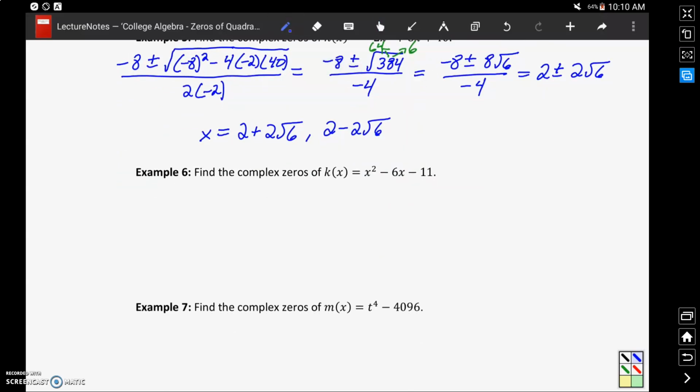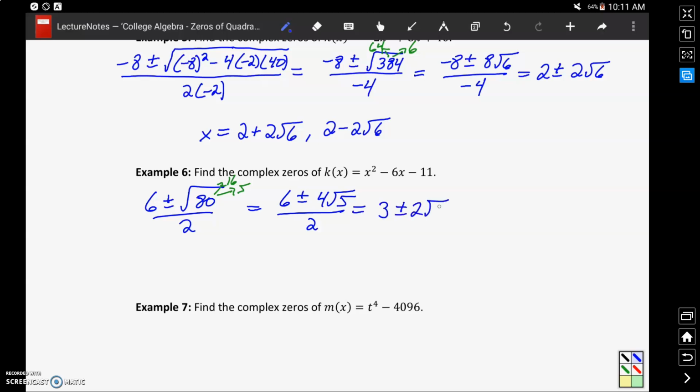In example 6, again, we start off with the same approach. We'll end up with 6 plus or minus the square root of 80 all over 2. 80 we can break into 16 times 5, meaning we'll be able to rewrite this as 6 plus or minus 4 times the square root of 5 all over 2, and then we can reduce to get 3 plus or minus 2 root 5. Again, giving us, in this case, 2 real solutions, or 2 real zeros for this polynomial function.